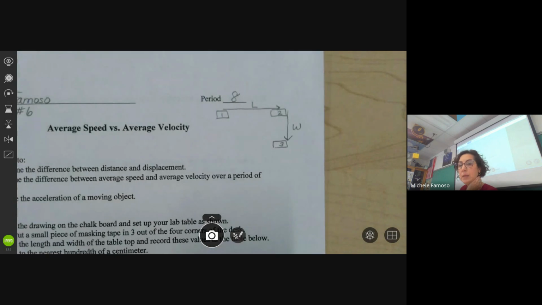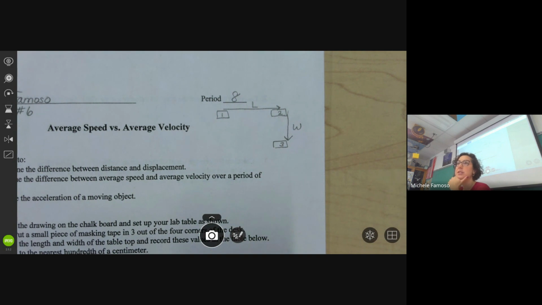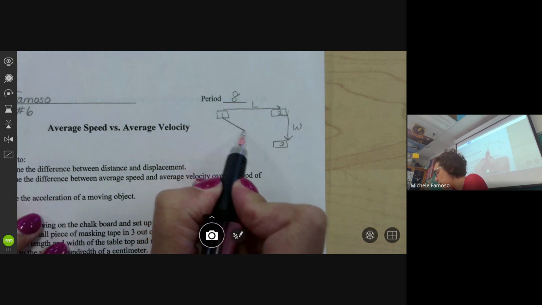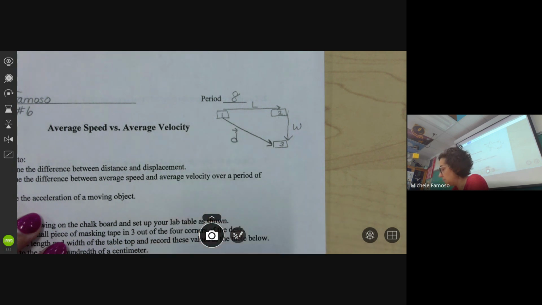Now, let's come back to this picture for a minute. The buggy went from 1 to 2 and then 2 to 3. Where is the displacement in that picture? Yeah, it's an arrow that goes directly from 1 to 3. That is the displacement.